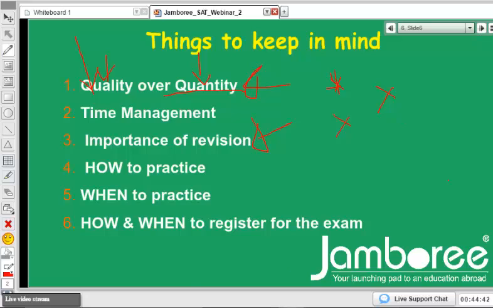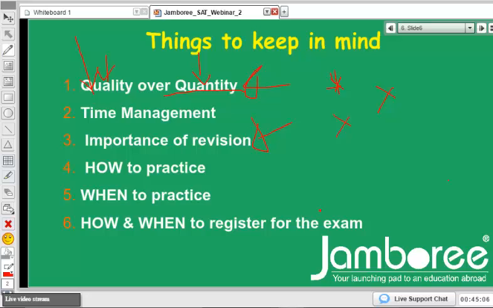Okay, now next is when and how to register for the exam. So you guys know, right, that nowadays SAT will be conducted only 4 times a year. Earlier it used to be 6 times. Now the June SAT is gone. So those of you who are taking the May SAT, you'll be taking in May, of course. The rest of you will have your first shot at the SAT in October.